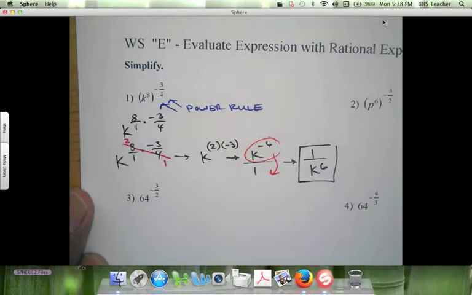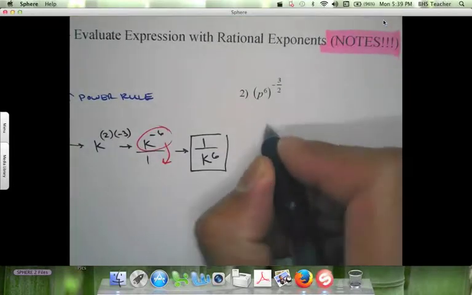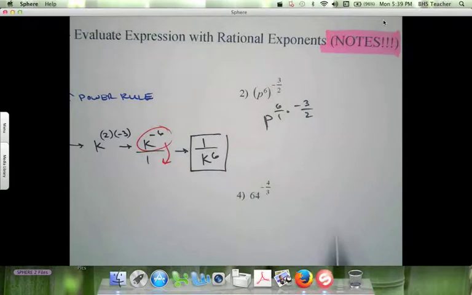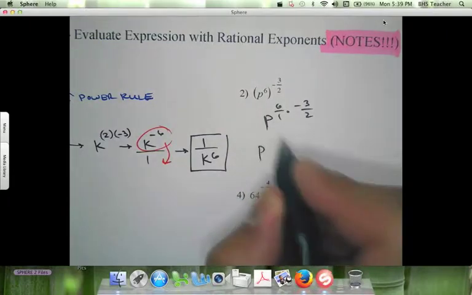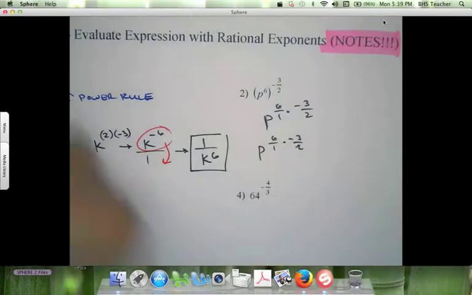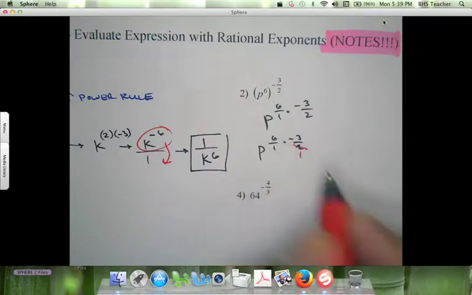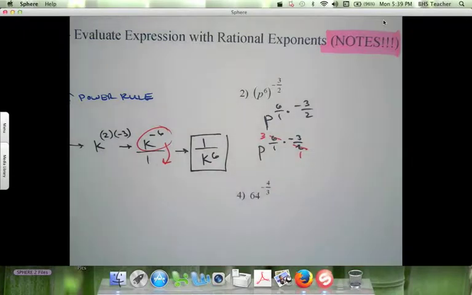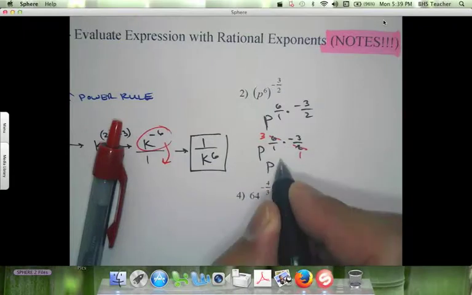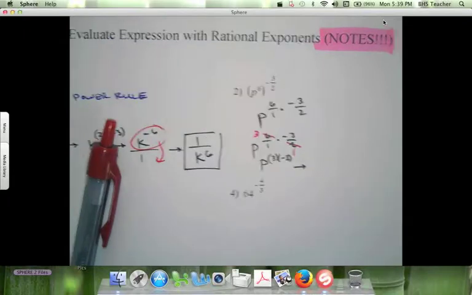Okay, number 2, very, very similar. I've got p to the power of 6 over 1 times the negative 3 over 2. We look here for things to cancel or divide out or simplify. 6 divided by 2 can reduce, so 2 goes into 2 once, 2 goes into 6 3 times. You're left with p, and you've got 3 over 1 times negative 3 over 1, 3 times negative 3. You're going to get p to the power of negative 9.